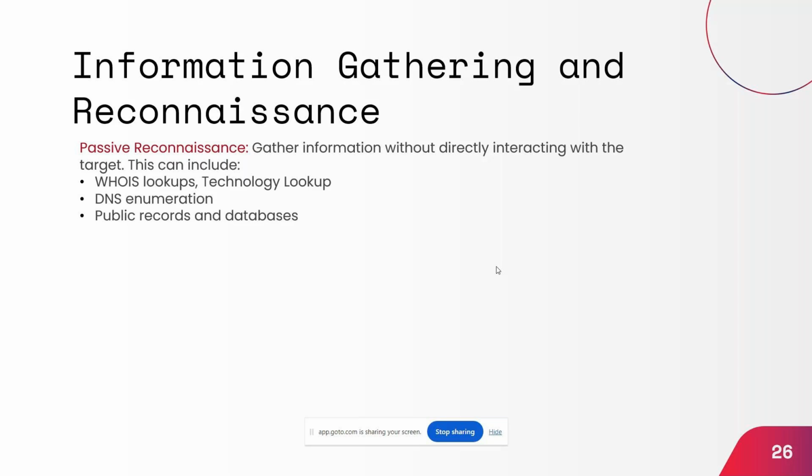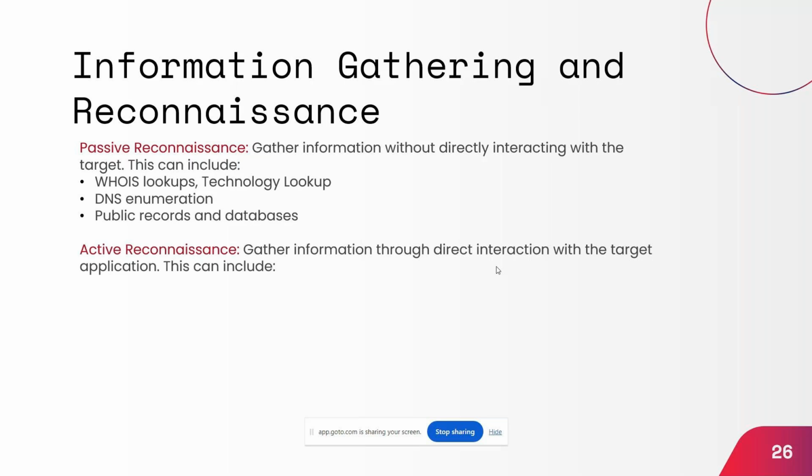Maybe we do a technology lookup to identify what technologies are used by them. We do DNS enumeration to fetch all the available public records and database details, etc. So when you say passive, remember that there is no direct interaction between the attacker and the target. Whatever information is available to the public, he will be gathering it. And here are some of the examples, right?